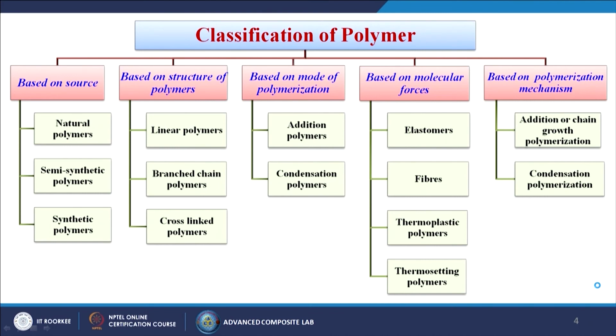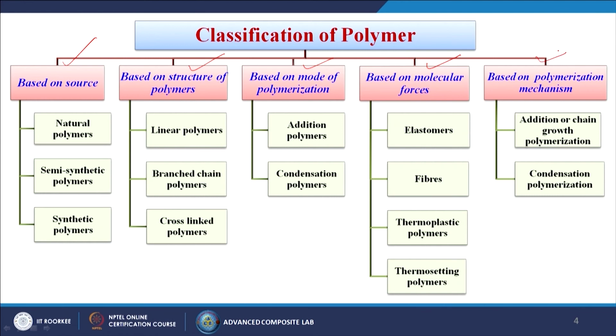So, what are the classifications of polymers? Generally we can make 5 broad classifications of polymers. The first one is based on source, then based on structure of polymers, based on mode of polymerization, based on molecular forces, and based on polymerization mechanism.